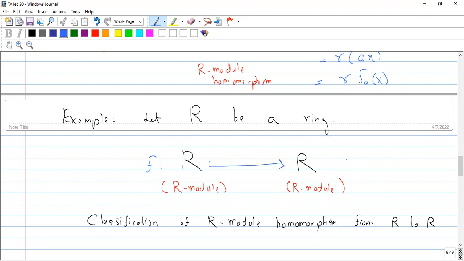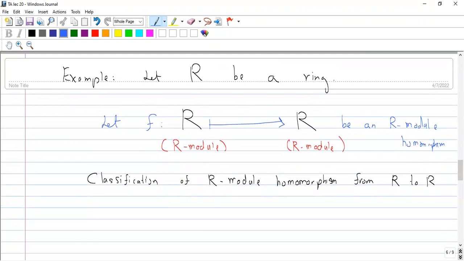So let f be an R-module homomorphism from R to R. यहाँ पे मैंने assume कर लिया, let f from R to R be an R-module homomorphism. तो मैंने कोई भी एक R-module homomorphism ले ली from R to R. Now R is a commutative ring. We know that R is a commutative ring with unity.